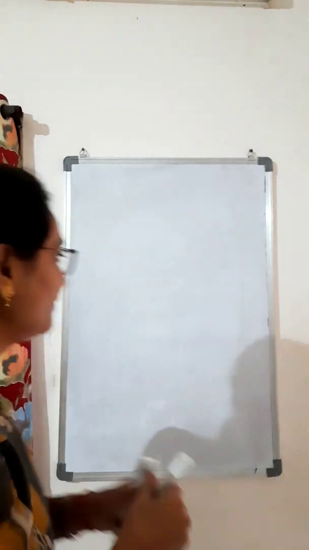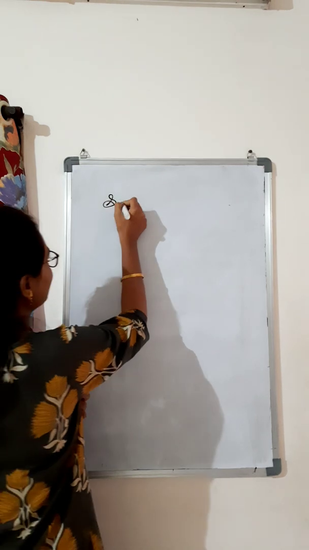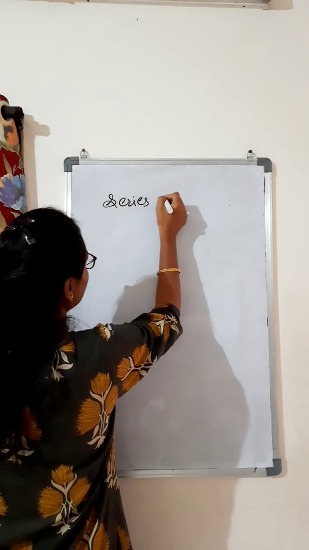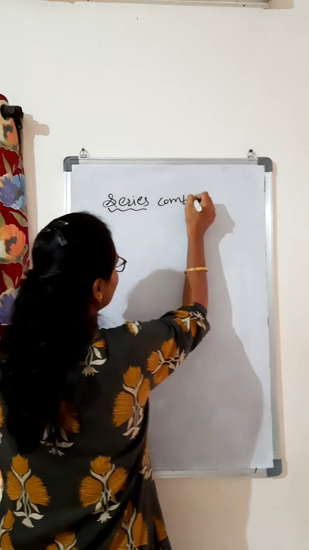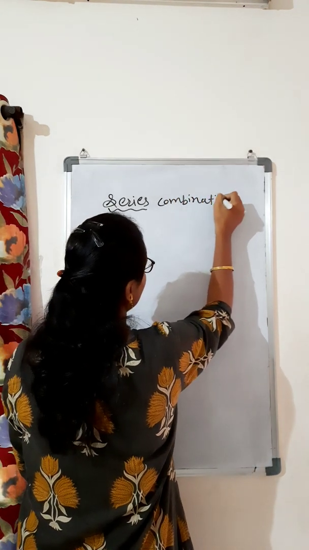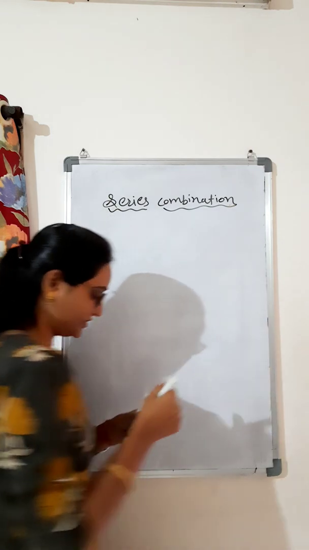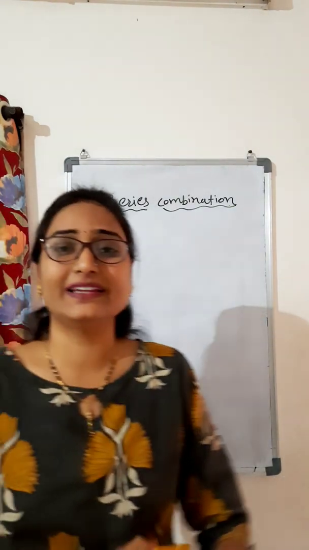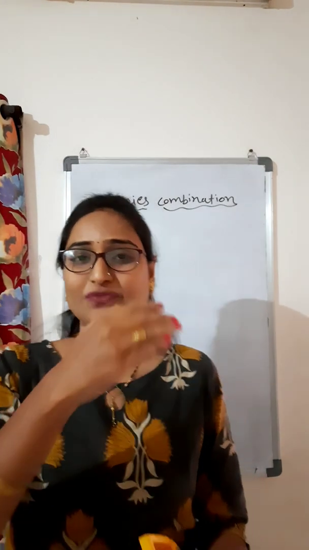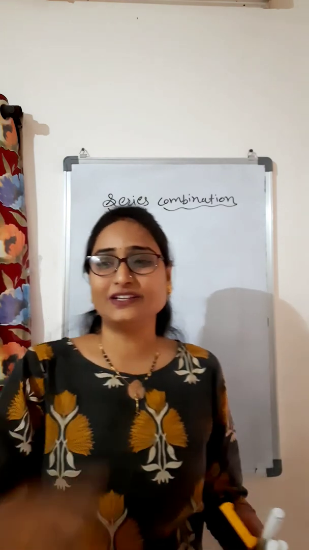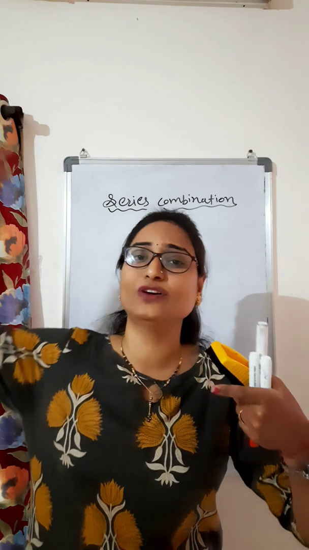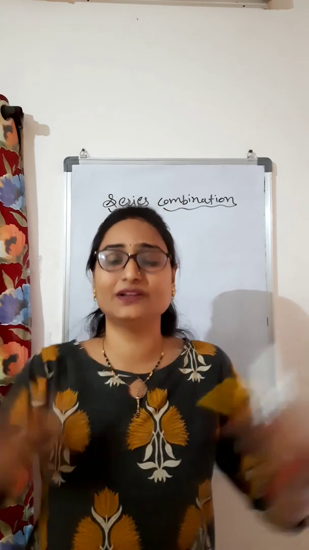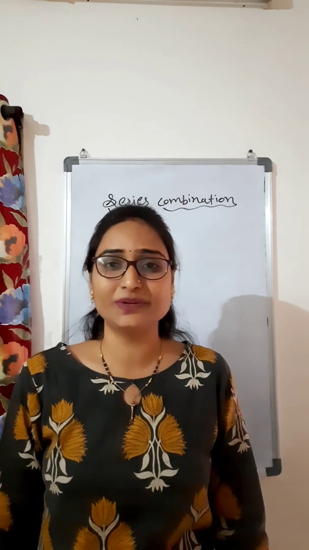Now see, first we will talk about series combination. What is series combination? How will the resistances connect in series? Suppose 3 friends are standing, and you are holding the hand of your friend, and he is holding the hand of the other friend. Like that you are standing. That is called a series combination.